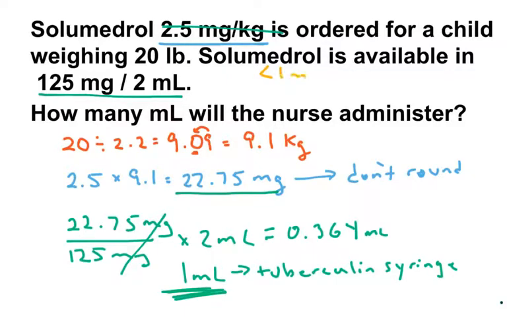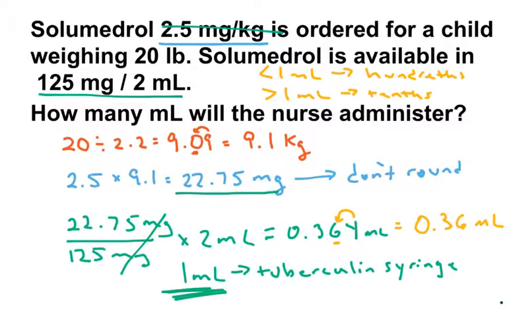And the rules for rounding milliliters: if it's less than 1 milliliter, if you remember correctly, we round to the hundredths. And if it's greater than 1 milliliter, you round to the tenths. Okay, and these are ones you have to memorize. So since it is less than 1, and you would use that 1 milliliter tuberculin syringe, you'd round to the hundredths, and you would get 0.36 milliliters as your final answer.